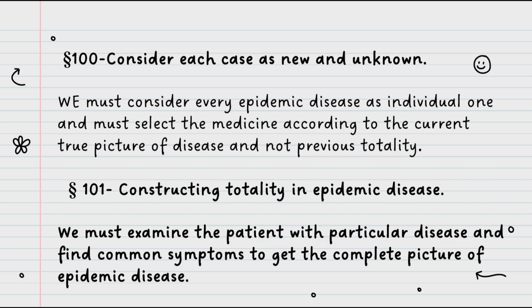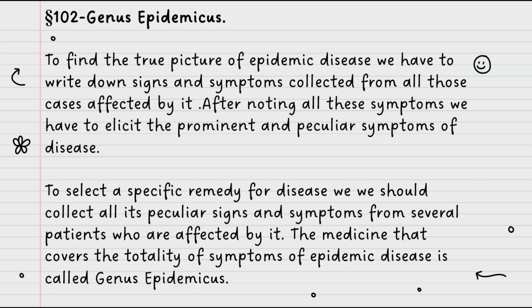So we must examine the patients with the particular disease and find common symptoms to get the complete picture of the epidemic disease. So first we should consider the case as new and unknown, and in aphorism 101 it says we should construct totality in epidemic disease, and in aphorism 102 it is genus epidemicus, a very important question. So after finding the totality, what? To find the true picture of the epidemic disease, we have to write down signs and symptoms collected from all those cases affected by it. After noting all those symptoms, we have to elicit the prominent and peculiar symptoms of the disease. So to select a specific remedy for the disease, we should collect all its peculiar signs and symptoms from several patients who are affected by it. The medicine that covers the totality of symptoms of an epidemic disease is called genus epidemicus. I repeat, the medicine that covers the totality of symptoms of an epidemic disease is called genus epidemicus.